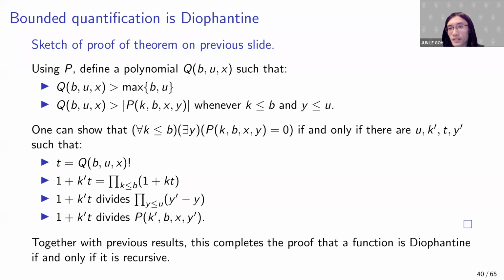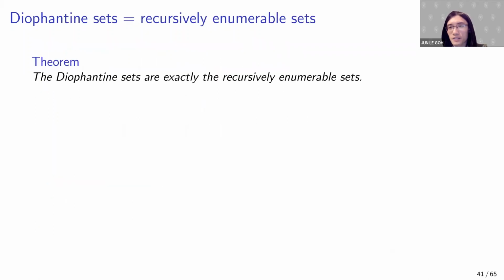From now on, we will leverage this theorem, that a function is Diophantine if and only if it's recursive, and we'll use it to circle back to Hilbert's 10 problem and talk about applications of this theorem. So the first application: we know exactly what the Diophantine functions are. That allows us to also pin down what the Diophantine sets are.